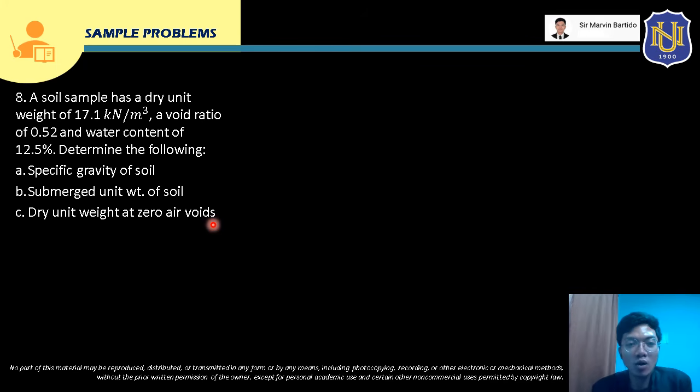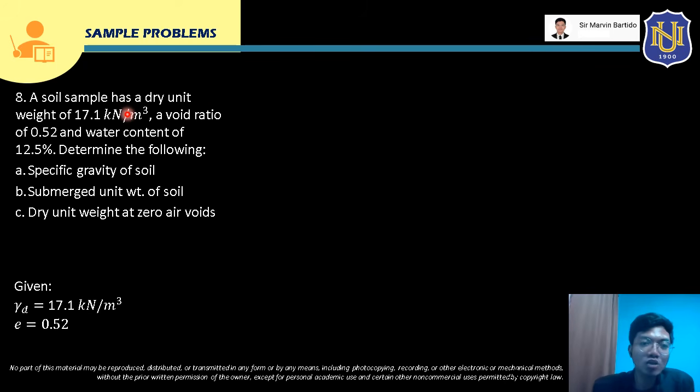Okay, so for our given here, class, the dry unit weight is 17.1 kilonewton per meter cube, that is gamma dry. And then the void ratio is 0.52. And then the water content is 12.5%, so that will be 0.125. Okay, so the first one that we're going to solve is the specific gravity of soil.